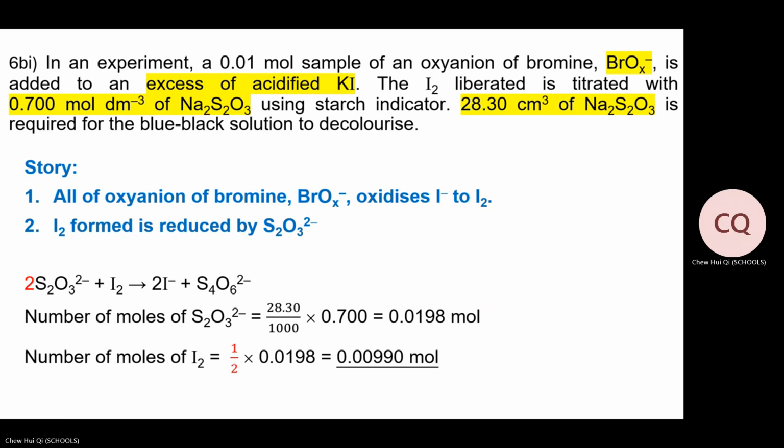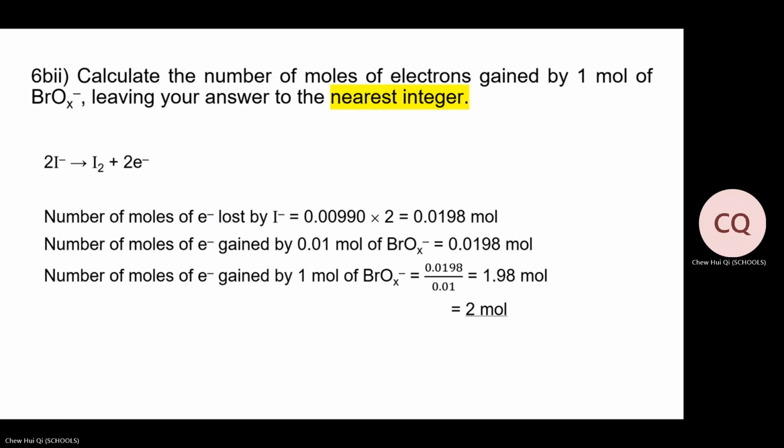Now, after you have gotten 0.00990, you will be able to get the answer because your I2 and I minus are related by 2:1, as well as the number of moles of electrons, 2:1. So you times 2 first. And the question clearly says to the nearest integer. So if you never change your final answer to 2, you also do not get the marks.